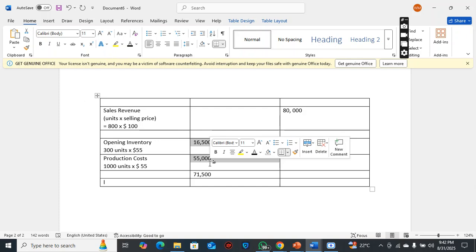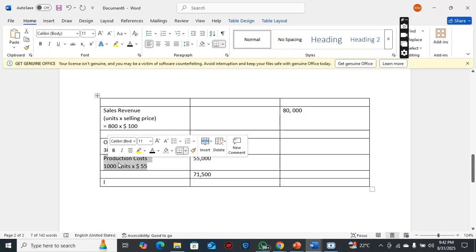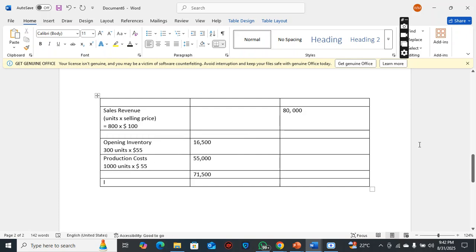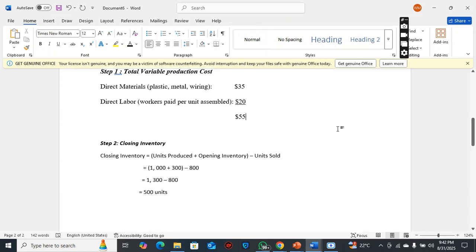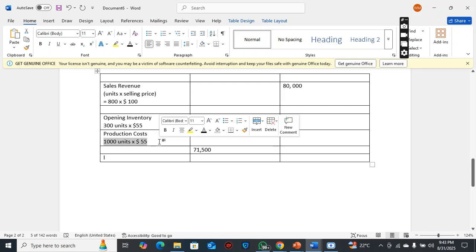Yes, as I was saying, it's similar to the trading account. In the trading account, you have the opening inventory, then your purchases. Now here, instead of purchases, you put production costs. These production costs are these here. We would have split the profit statement, but I always advise just combine them together. So, the production cost for the units that you produced.